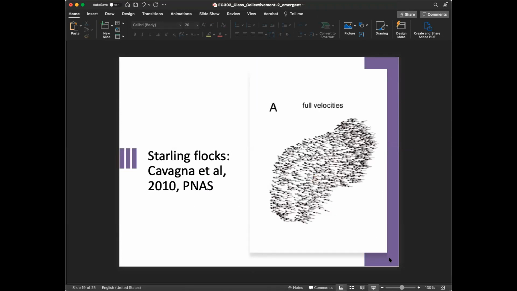I'll do this with the example of another paper, again in 2010, on starling flocks. What you are seeing here is the constructed velocity vectors of these starling flocks. Now these starling flocks are numerous. Sometimes in these flocks there are thousands of individuals. So you cannot really rely on hoping to tag all the thousands of birds, right?